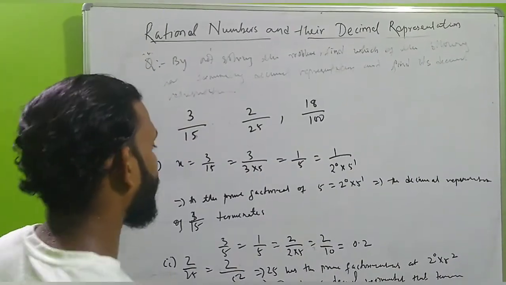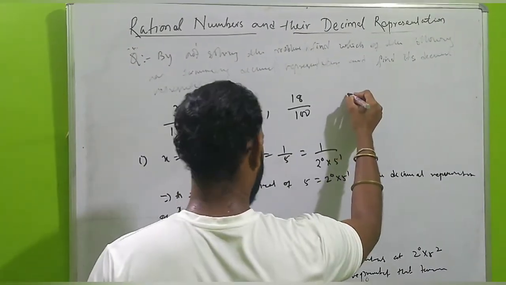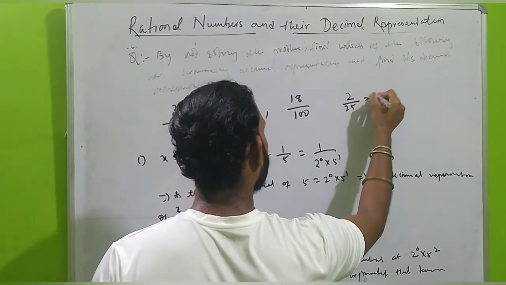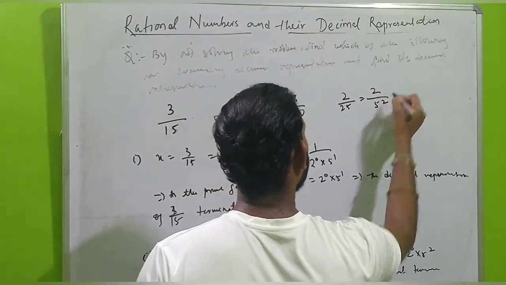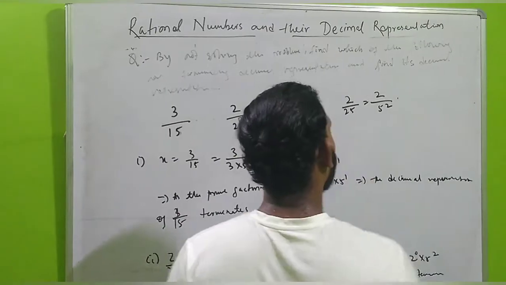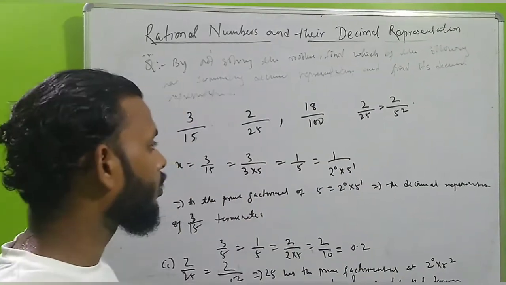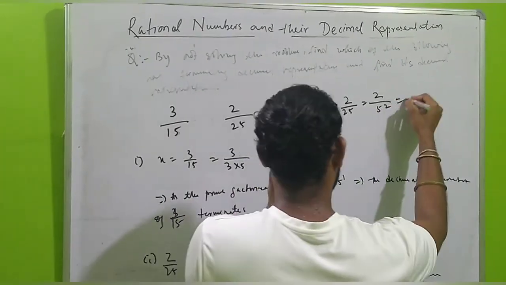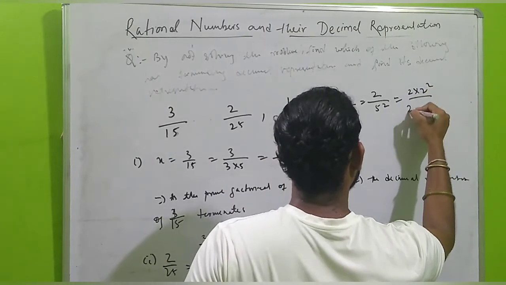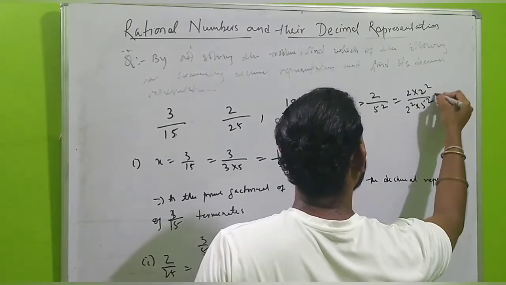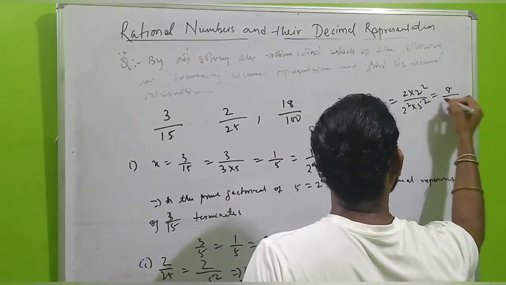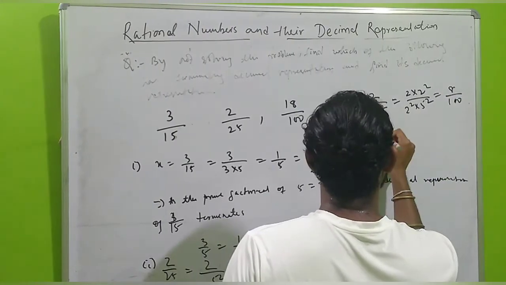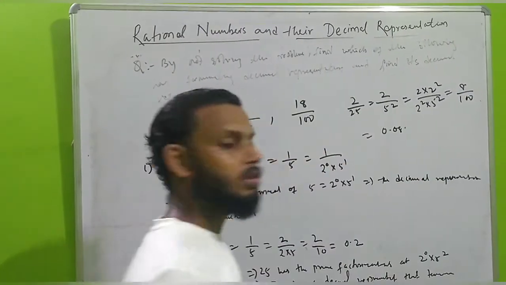Fine. So then what will be the value? Again, 2 by 25 is equal to 2 by 5 square. So you will multiply 2 square in the numerator as well as in the denominator. So 2 into 2 square by 2 square into 5 square. So it will be 8 by 100. So this will be equal to 0.08.